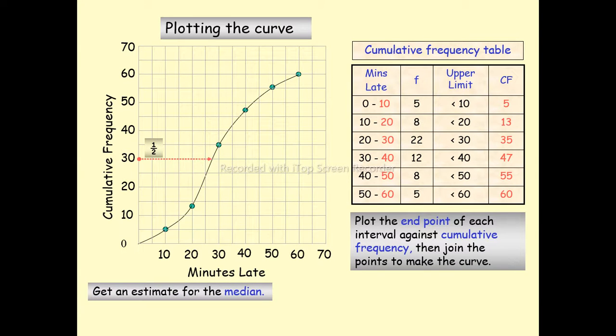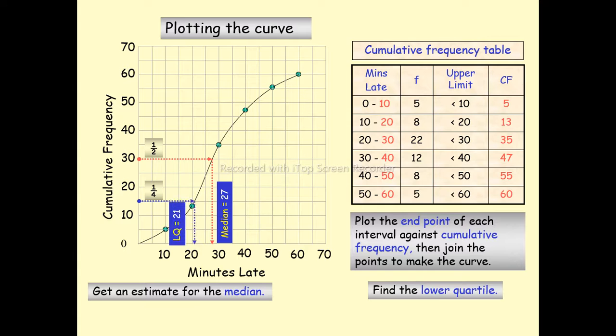So the x value associated with that would be 21. Very good, Miss Cooper. 21. And then the upper quartile is going to be 75% of 60. So it's going to be 60 divided by 4 times 3. So that'll give us 45.